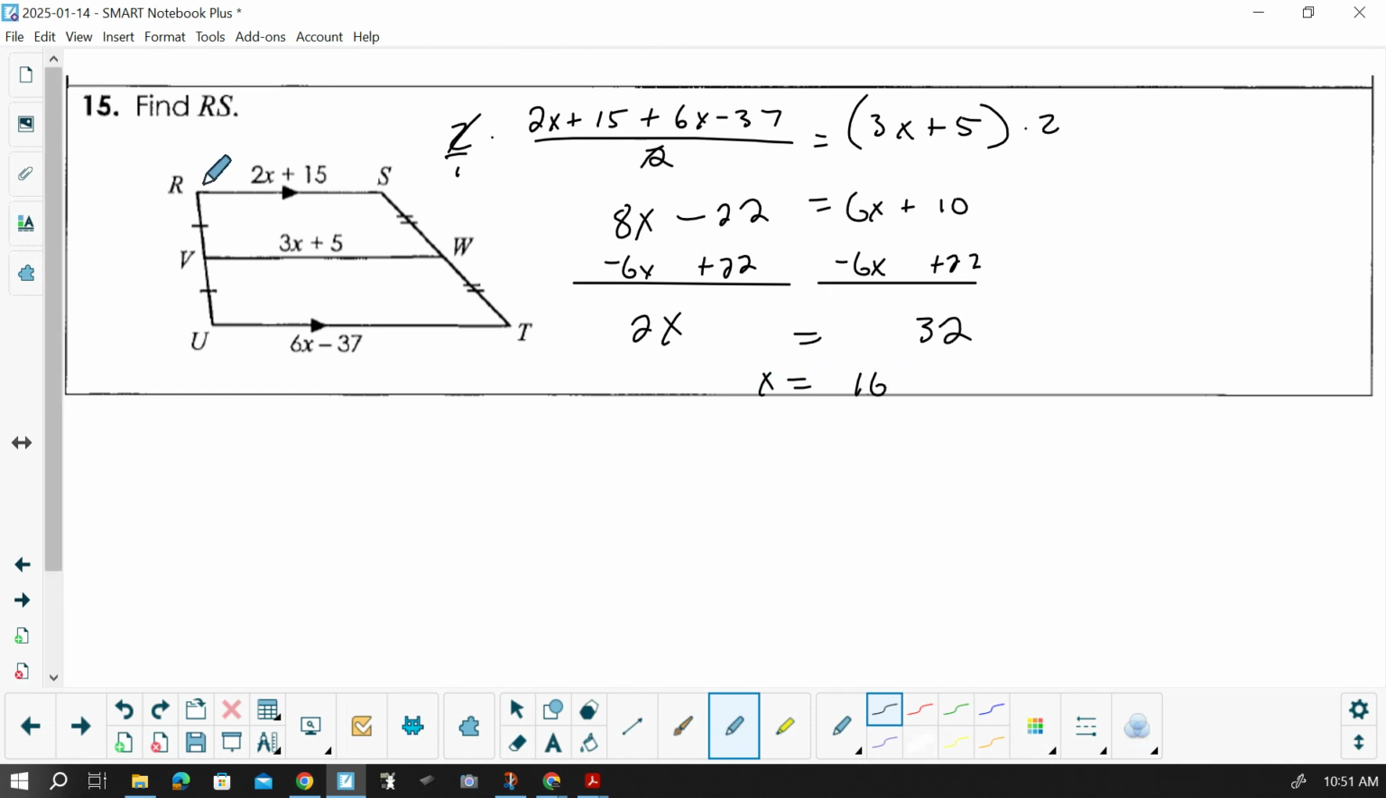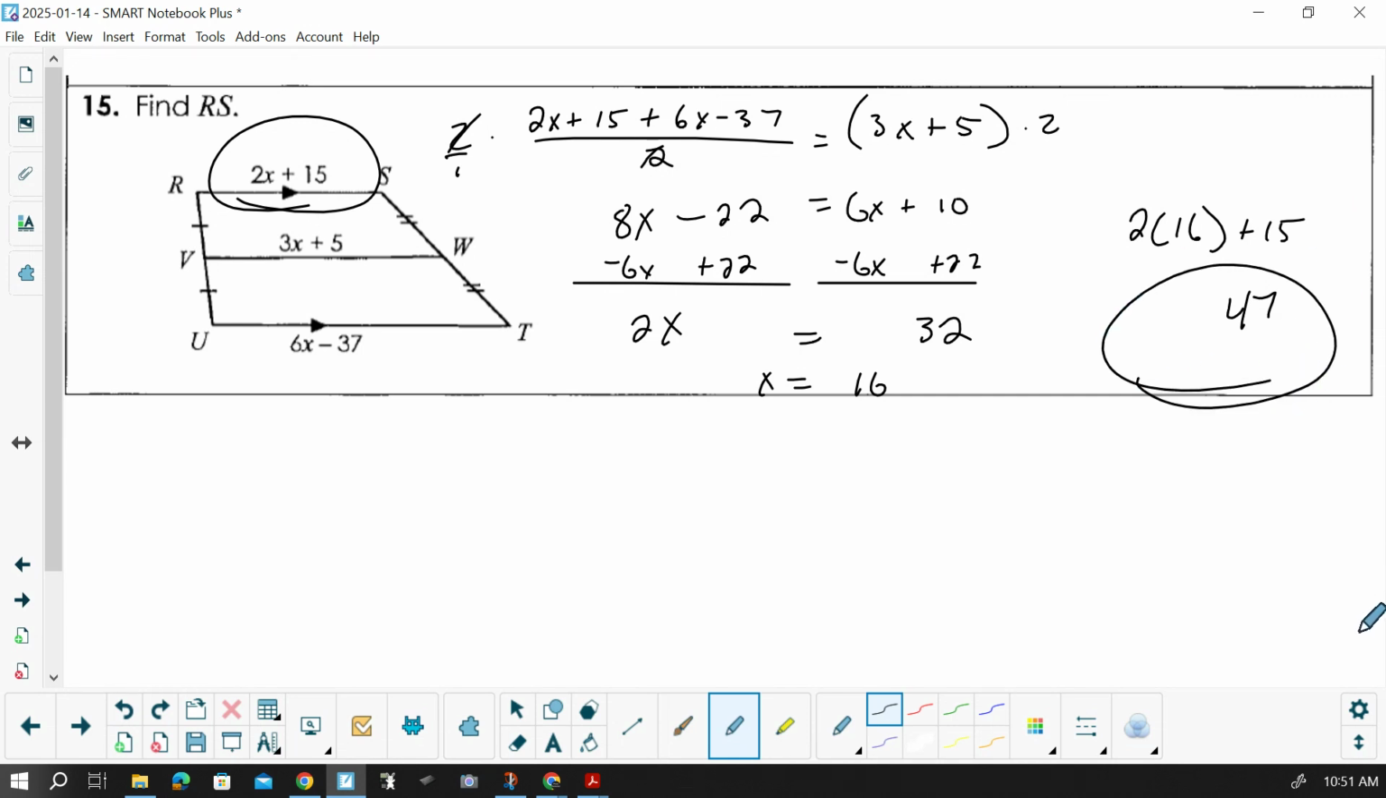But then we have to find RS, which is this one. 2 times 16 plus 15. That'd be 2 times 16 is 32. 32 plus 15 is 47. So we get 47 for the final answer for question number 15, and that is the completion of this homework as quickly as possible.